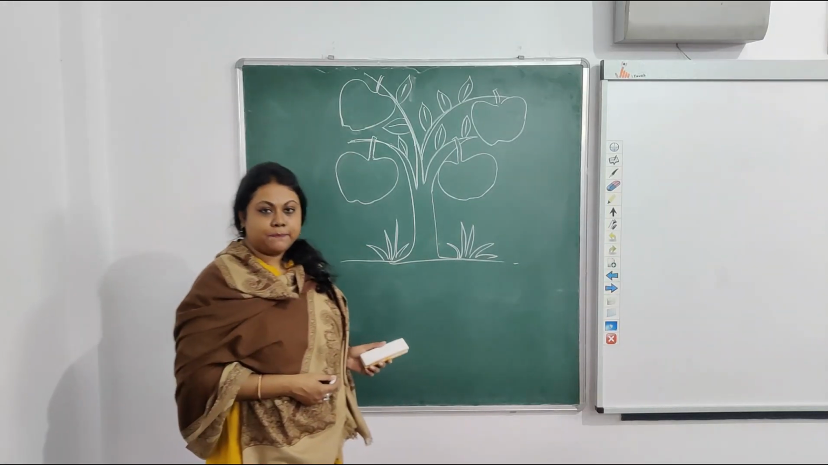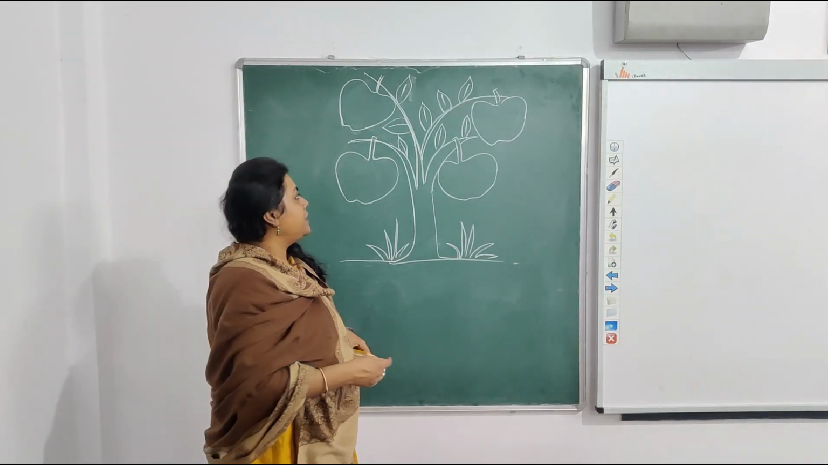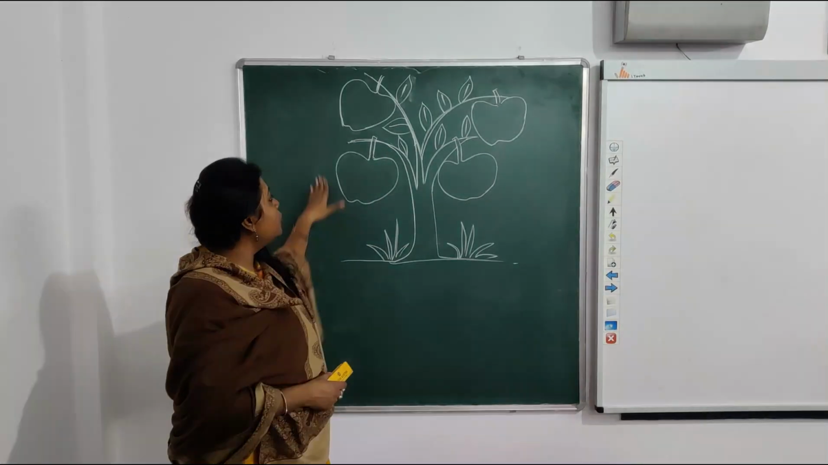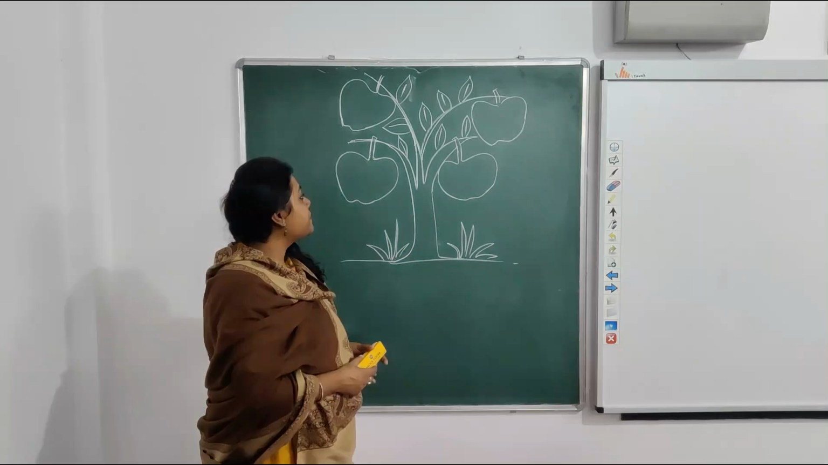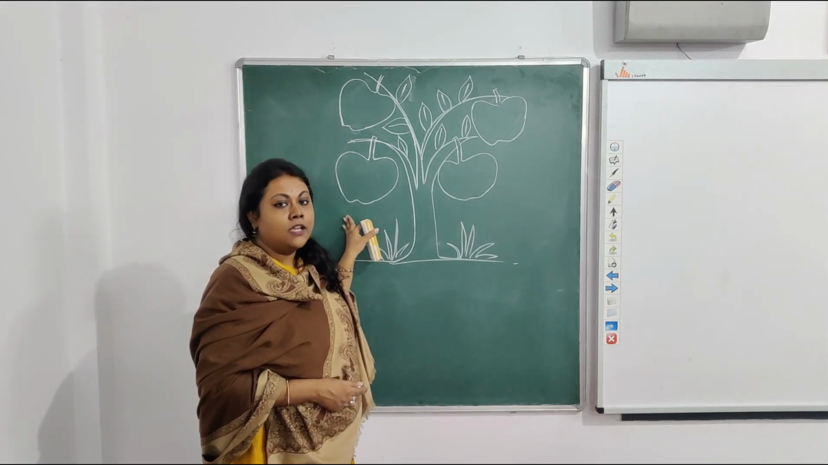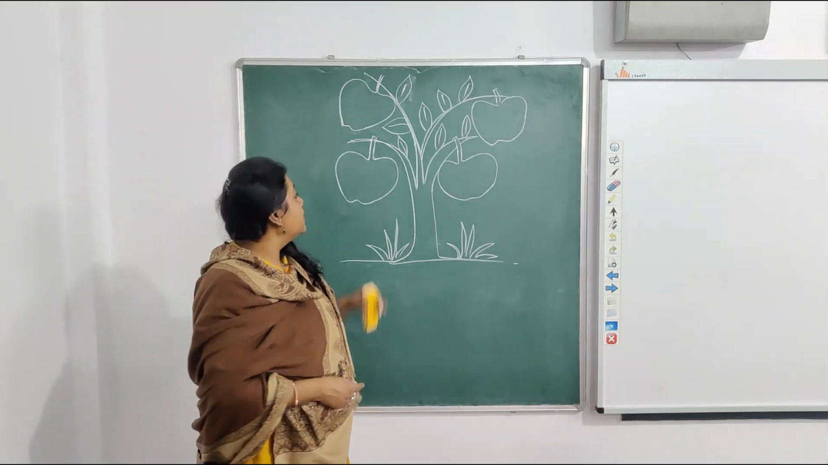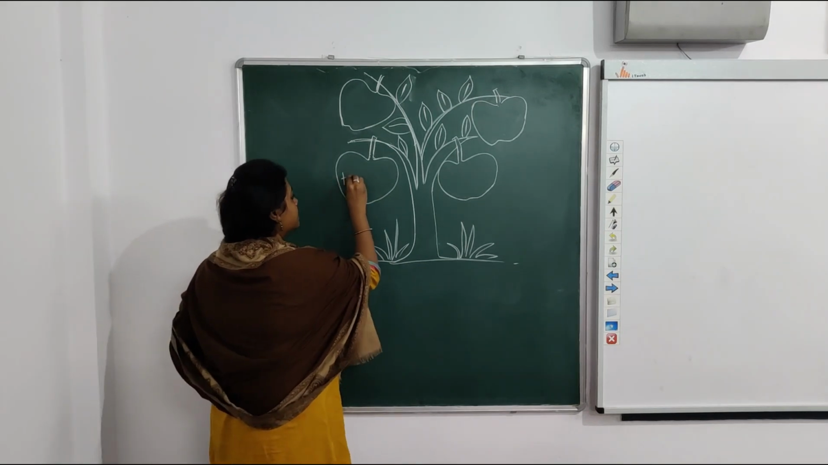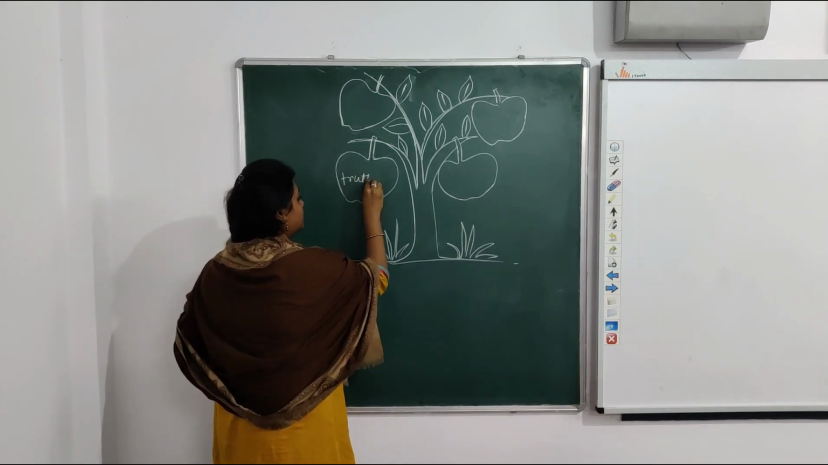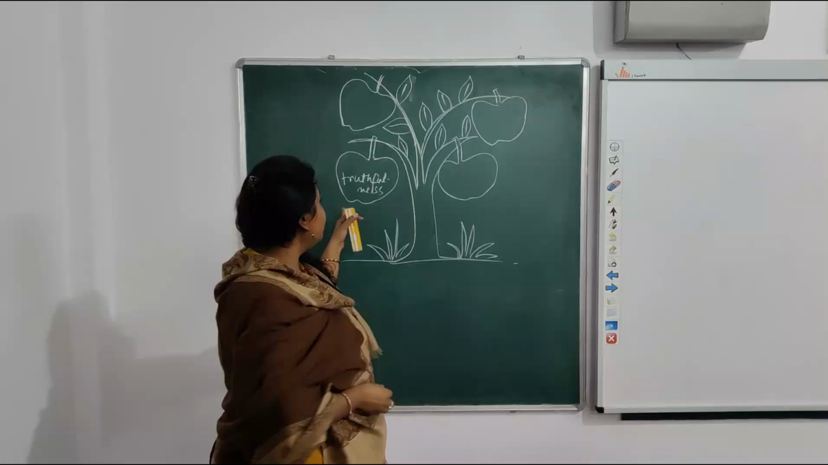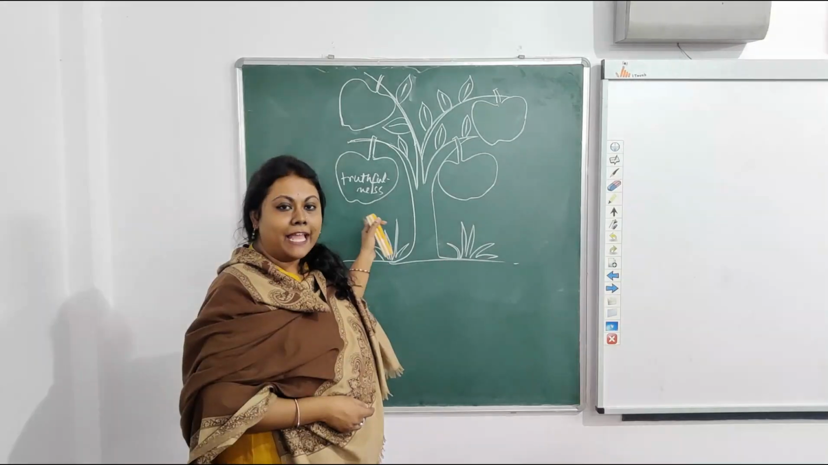Now I am going to explain how to do the value tree. Draw a tree like this and then draw 4 fruits over here like this. And then inside the fruit write down the values. Like if we mention truthfulness, inside this fruit write truthfulness. Okay, the fruits should be big enough to write the values inside.